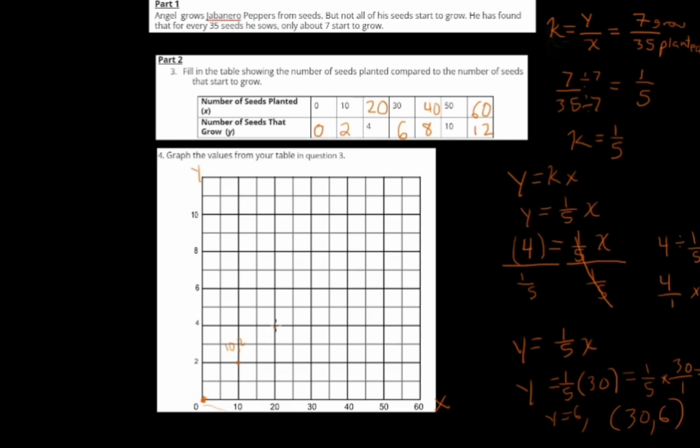20 and 4. 30 and 6. 40, 8. 50, 10. And 60, 12. And then connect all these lines. Missed one there. There we go. And let's go to the final portion.